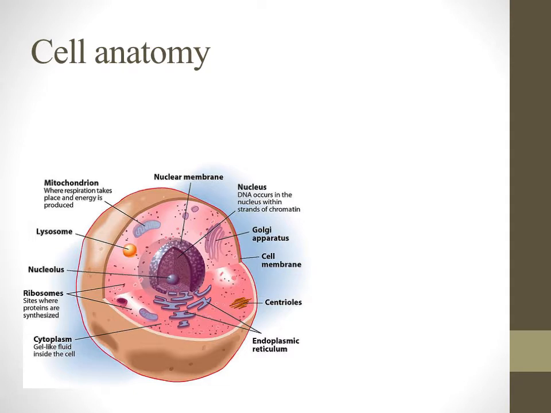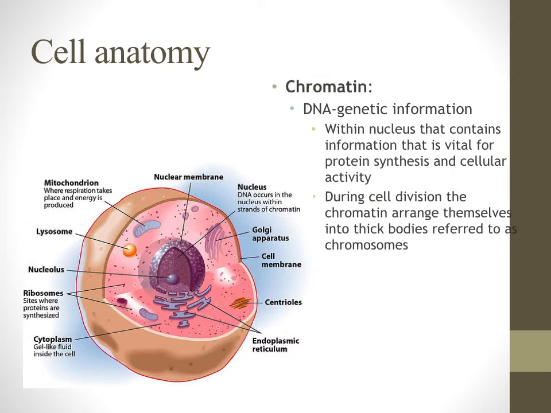Once the cell is ready to divide, that chromatin is going to start to compact itself, and it's going to basically condense into these little X-shaped structures called chromosomes. And they're going to line up along the center line of the cell, duplicate themselves, and then divide in the case of cell mitosis, which we'll look at an image at the end of this little PowerPoint where you can see that.